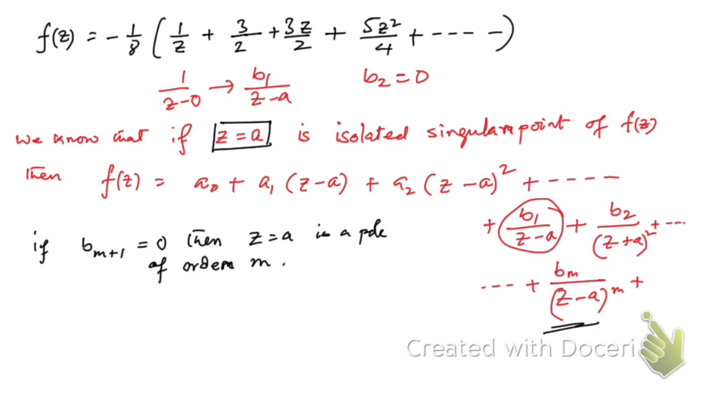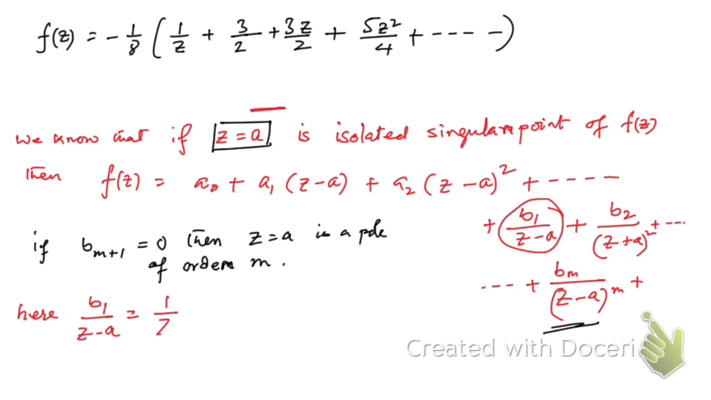Okay, if b2 is equal to 0 here, that means z minus a is a pole of order 1, right? Here a is nothing but 0. Hope you have understood this. So here b1 by z minus a is equal to 1 by z, which means 1 by z minus a.